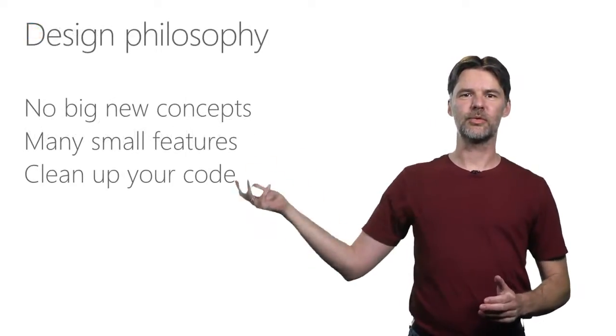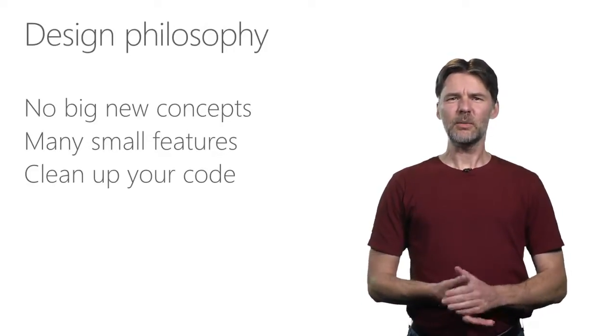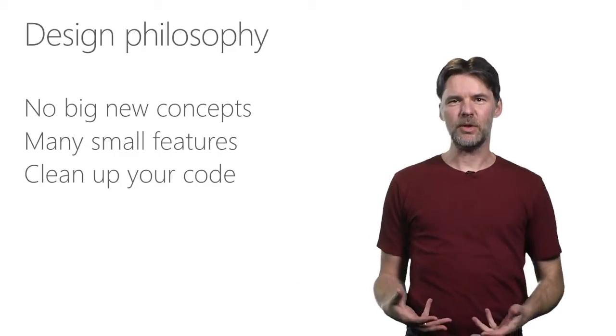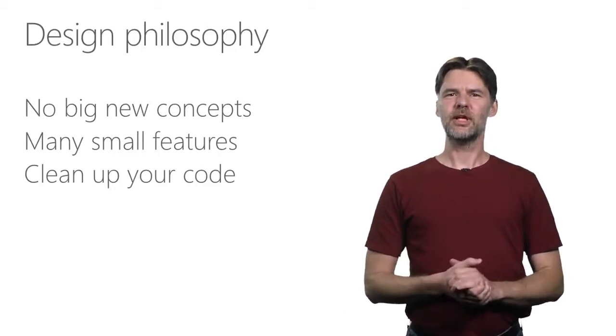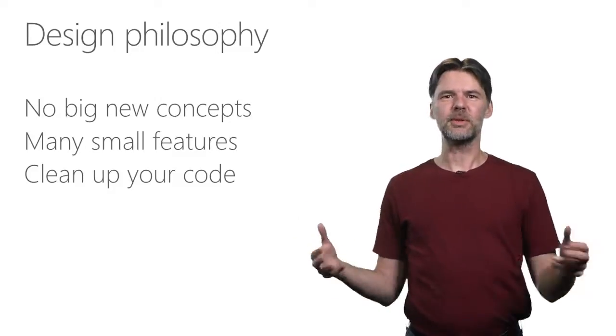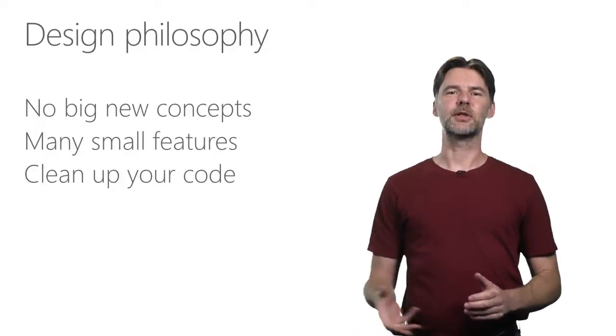I'll give you a quick tour through the features we're adding to the next version of C#. In C#6, we decided not to add big new concepts that you have to wrap your head around. Instead, we wanted to give you a lot of small but useful features that help clean up your code, get rid of boilerplate, and let your intent stand out more clearly. Let's go through these features and have a look.